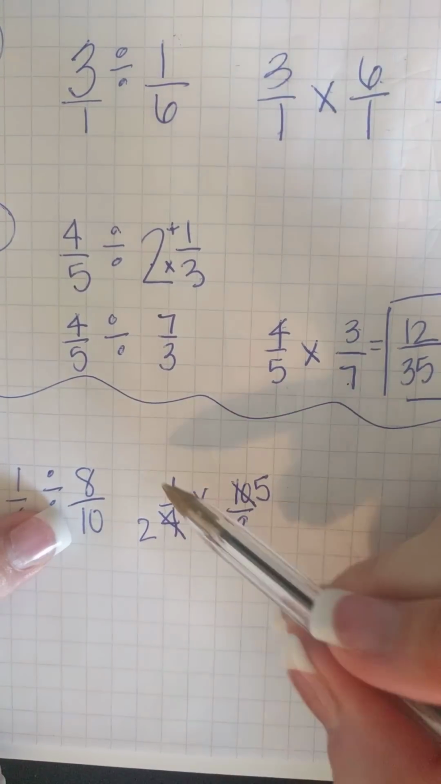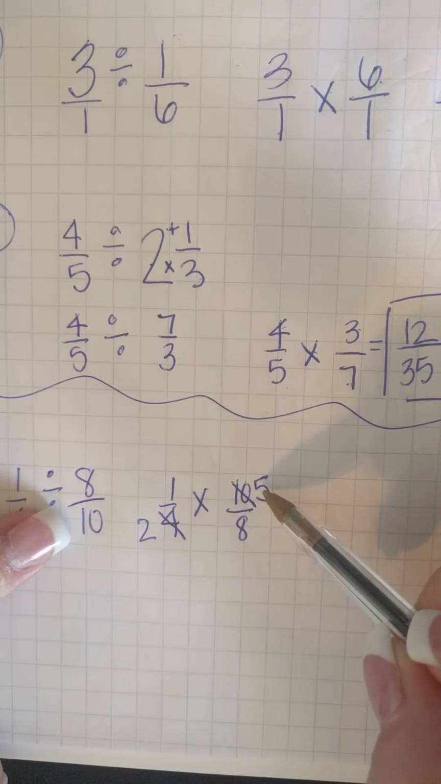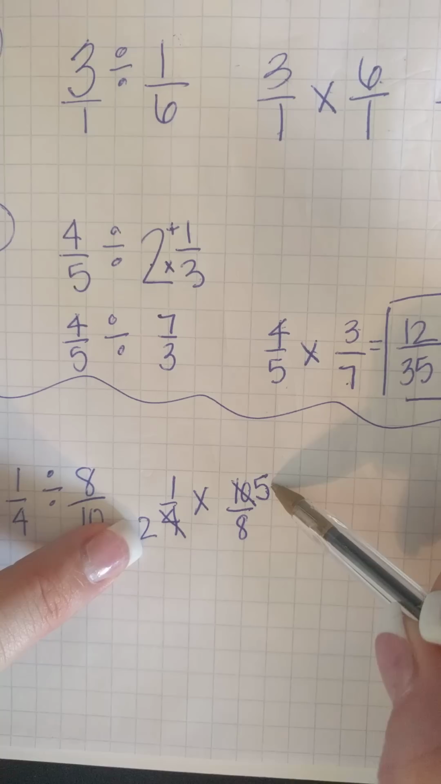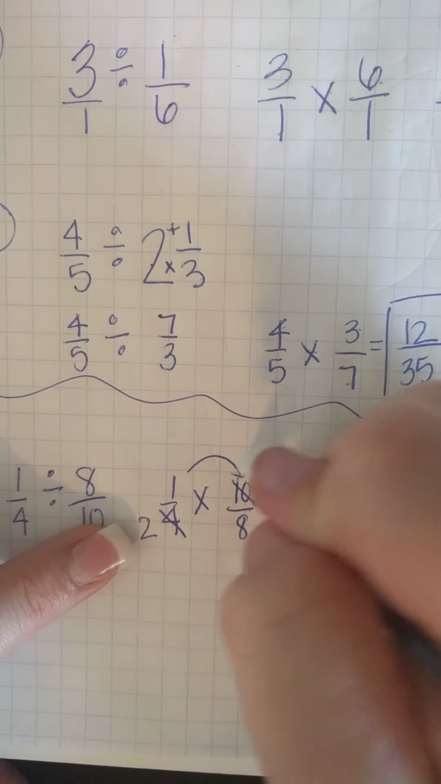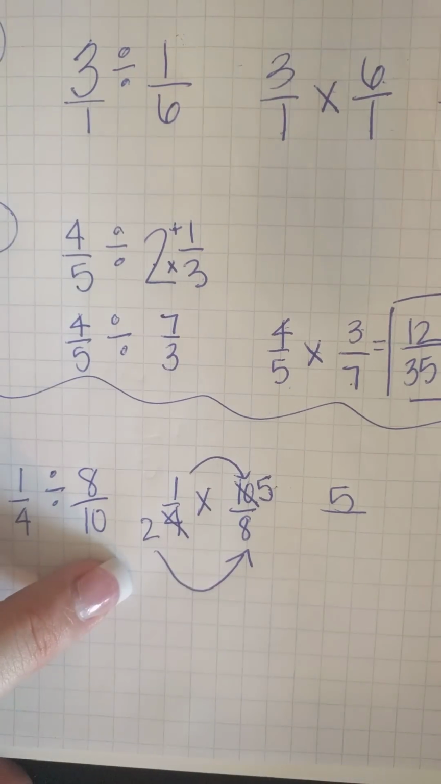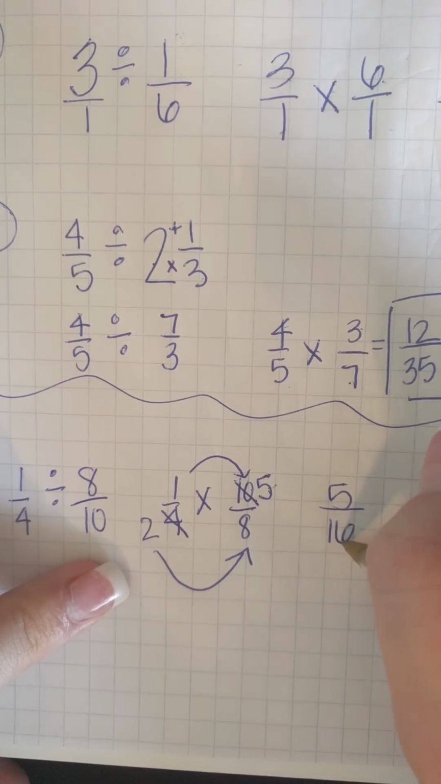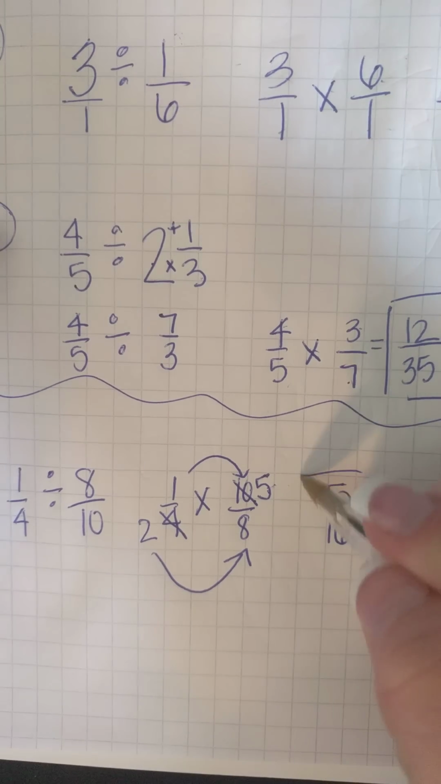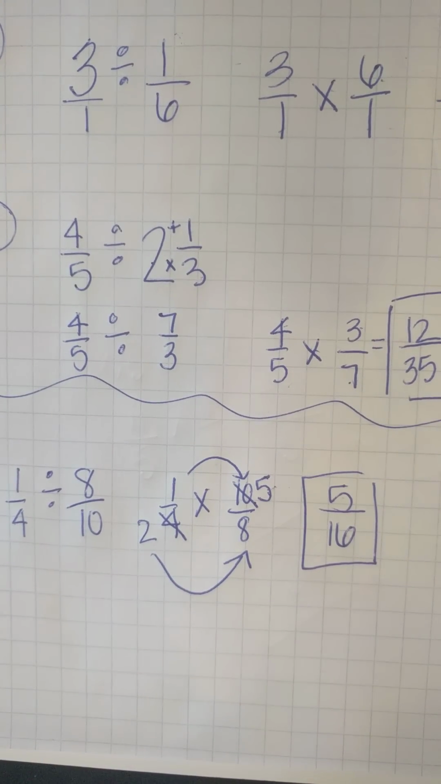Okay, 4 divided by 2 is 2. 10 divided by 2 is 5. Can I simplify 2 and 5 anymore? No. So now I'm going to do top times top. 1 times 5 is 5. And bottom times bottom. 2 times 8 is 16. I can't simplify 5 over 16. It should already be in simplest form. So my answer there would be 5/16.